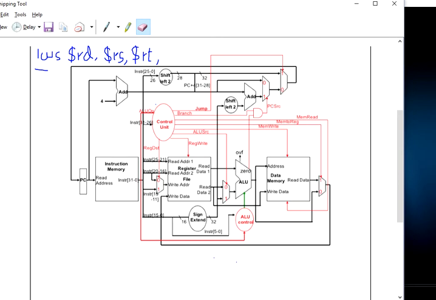So I went ahead and wrote this down up top right here, LWS. This is our instruction. So initially, you want to figure out what all the read address 1, read address 2, and write address registers are. So we know this is RS. A simple way to remember this is the first one is going to be RS, second one is going to be RT, and third one is going to be RD right here.